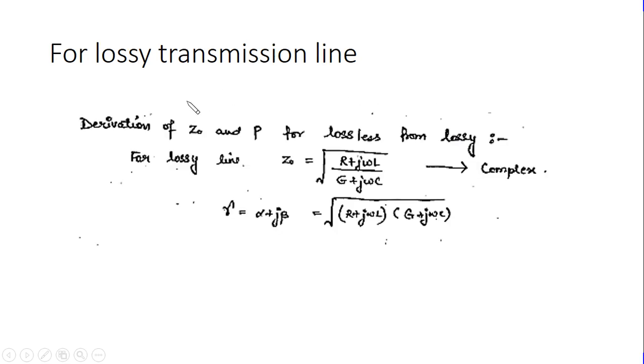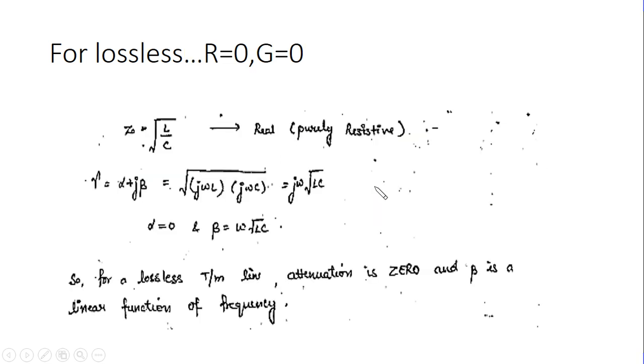For the transmission line which is lossy, we have calculated Z0 is equal to under root of R plus j omega L upon G plus j omega C, which is a complex quantity. For a lossless transmission line, as we have seen, the resistive losses are 0 and the conductance losses are also 0. There is no leakage, and in that case Z0 is equal to under root of L by C, because R and G are 0.